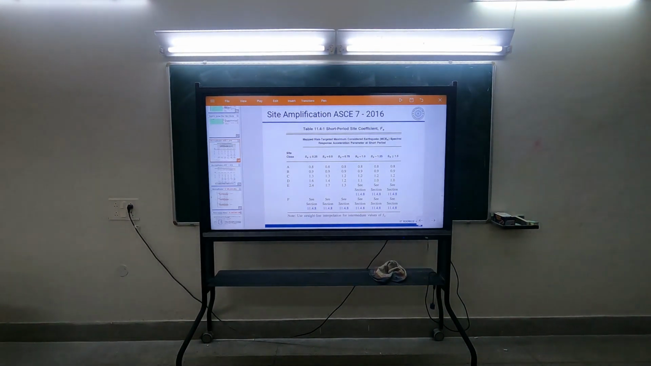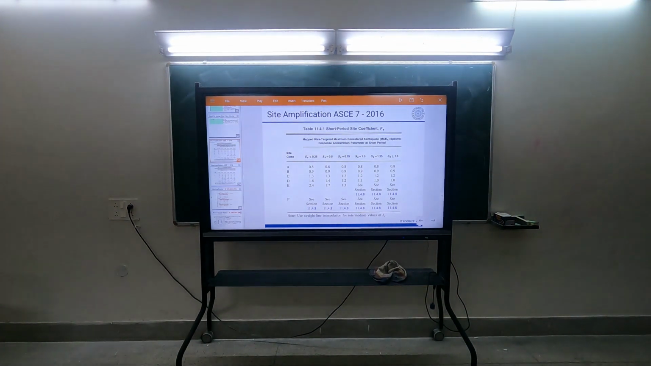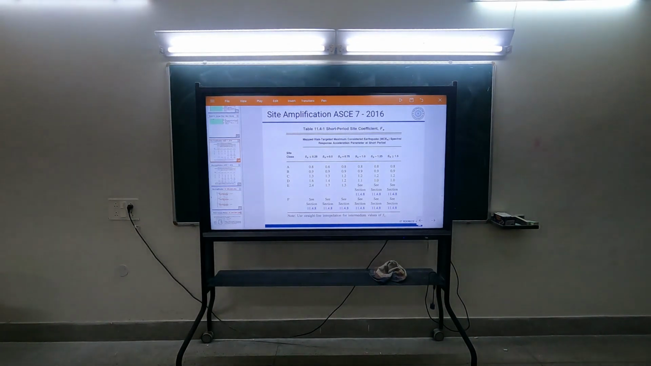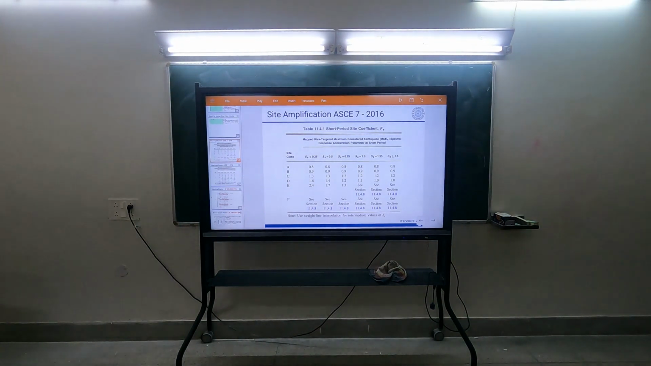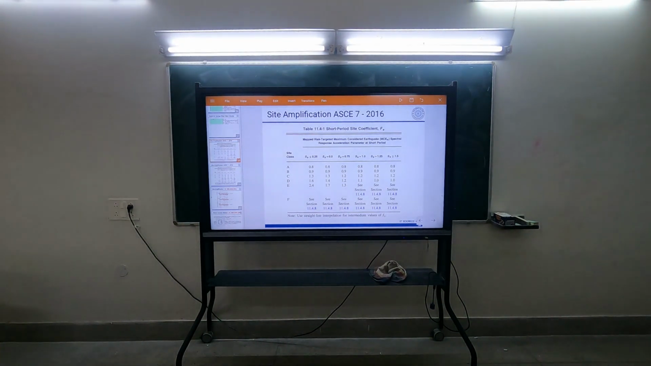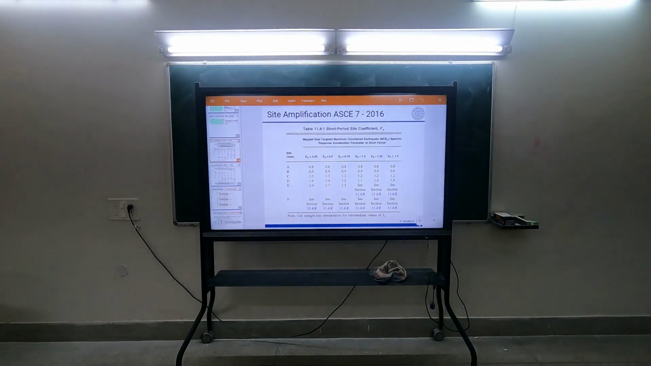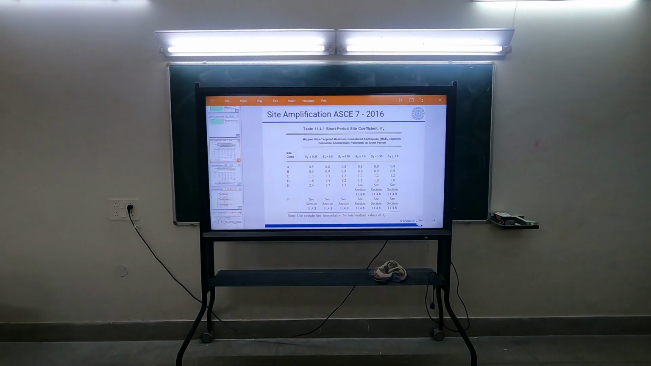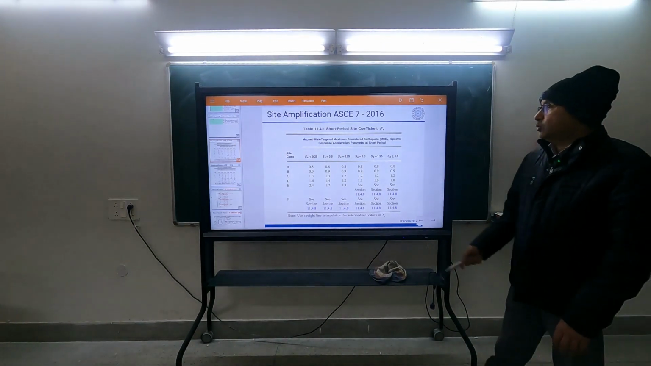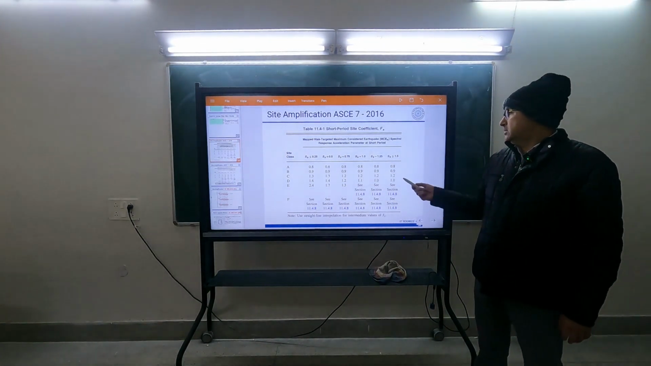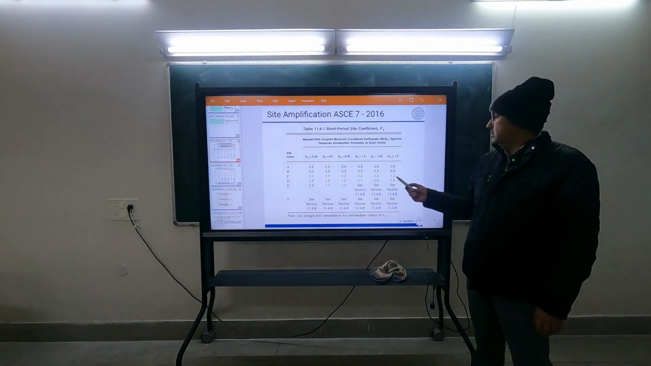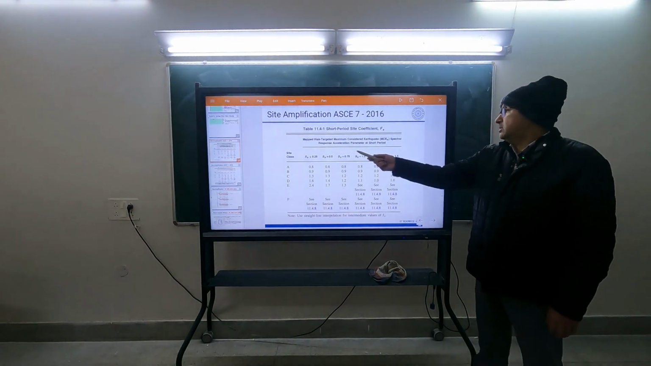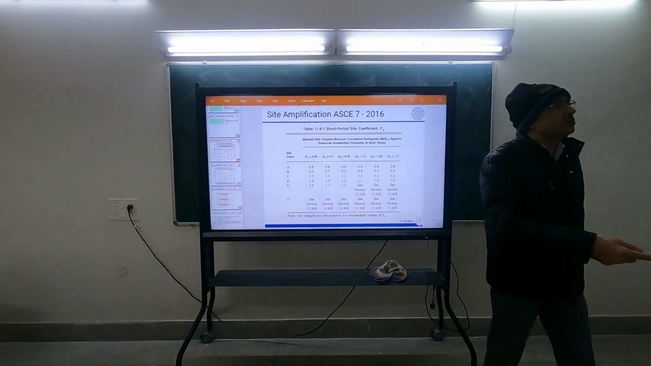What is the maximum value of SS? 2.4. So acceleration in a soil site can be up to 2.4 times that on rock. Okay. Any other thing you notice here? What is happening when you go towards the right? Here it is 1. Okay. So it is reducing with increasing intensity of earthquake.